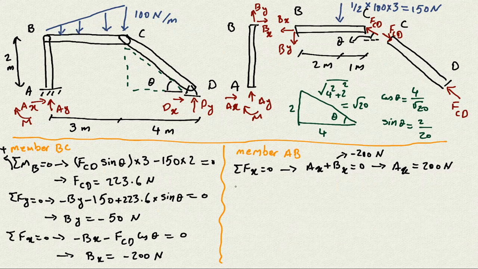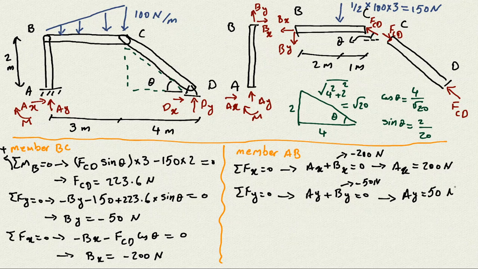And then if we write the sigma Fy is 0 for member AB, we have the AY, which is positive, plus BY is 0. And again, from the previous one, we know the By is negative 50 Newton. So therefore, Ay comes out as 50 Newton.